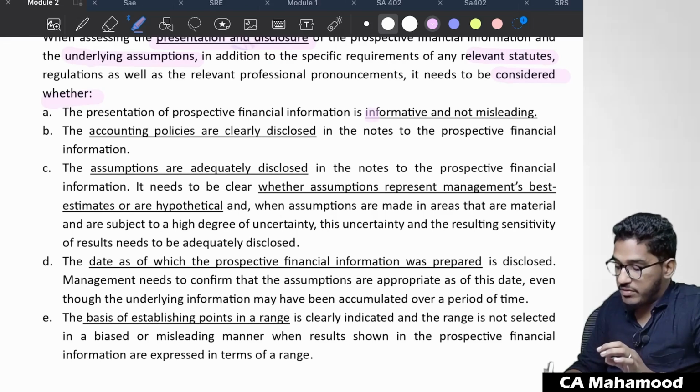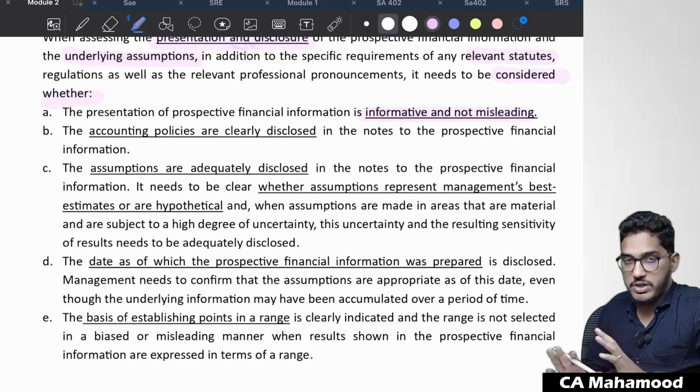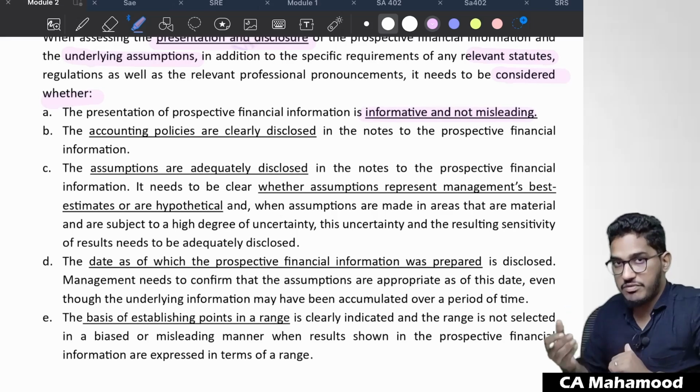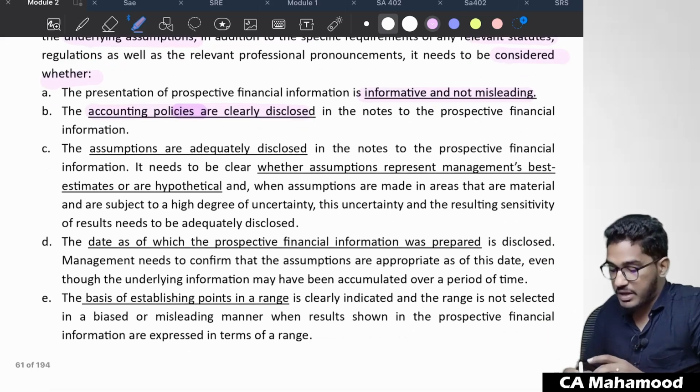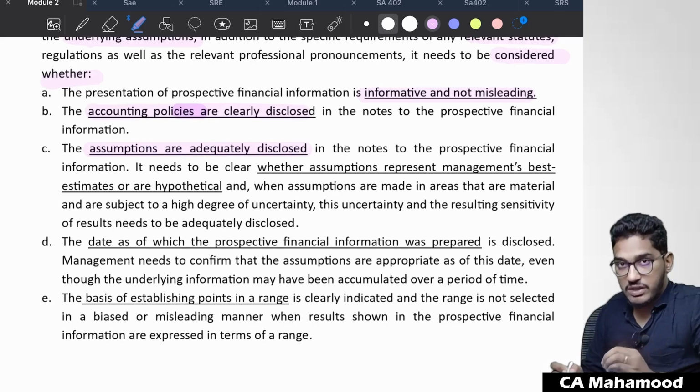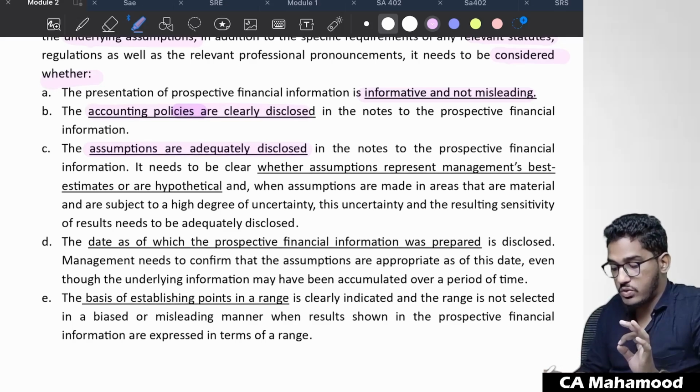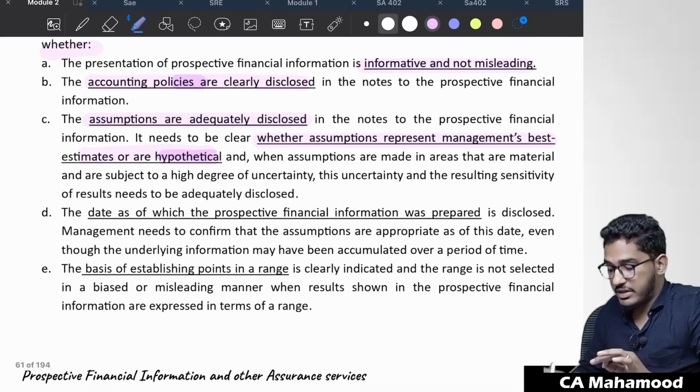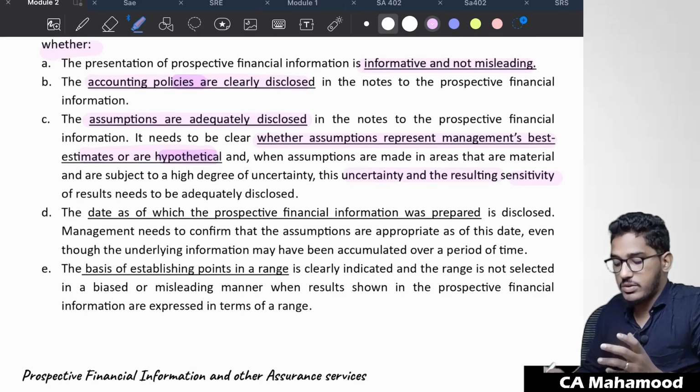The presentation of prospective information is informative and not misleading. Whatever prospective financial information is there, that has been presented in an informative manner. It is not presented in a misleading manner. The accounting policies are clearly disclosed. Whatever accounting policies they have followed in the preparation of that prospective financial information, they should have clearly disclosed it. Whatever assumptions they have used, those assumptions also should be disclosed. The assumptions are adequately disclosed in the notes to prospective financial information. It needs to be clear whether assumptions represent management's best estimate or are hypothetical. And when assumptions are made in areas that are material and are subject to a high degree of uncertainty, this uncertainty and the resulting sensitivity also should be disclosed.